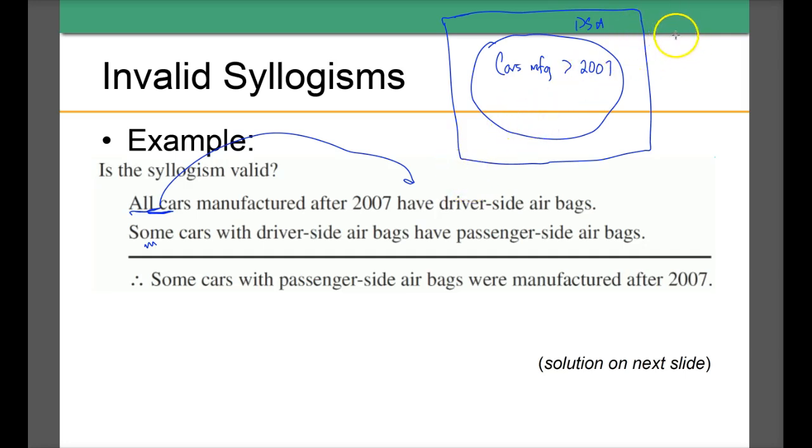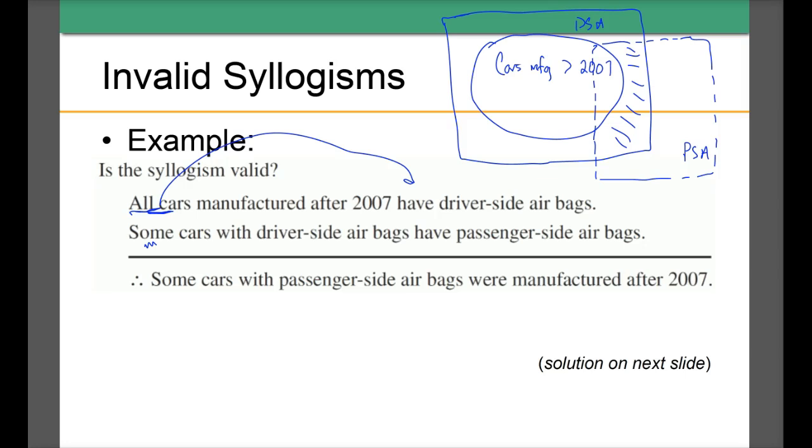We'll say that some cars with driver side airbags have passenger side airbags. Okay. So here, if we were to actually draw that, we could have something that looks like this. So this is the set with passenger side airbags. And we're saying that some cars with driver side airbags here, which is mainly these that are in here, will have passenger side airbags as well. Okay, and so the conclusion is some cars with passenger side airbags were manufactured after 2007.